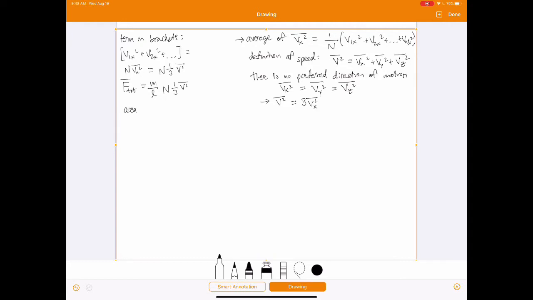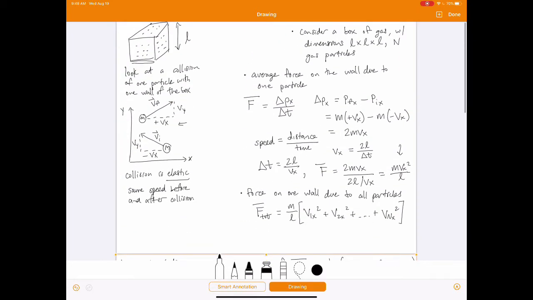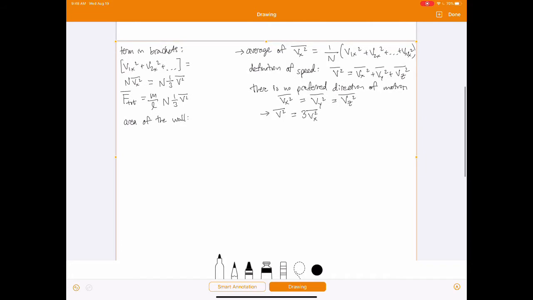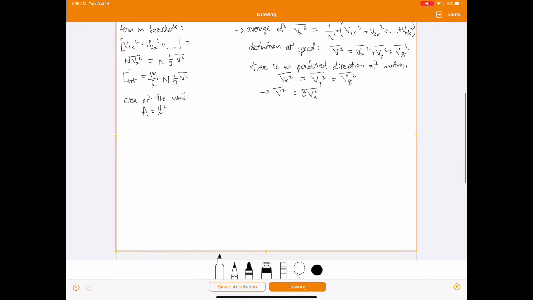Let's write down a formula for the area of the wall. Remember, the shape of the box is a cube with length L on every side. So the wall is going to be shaped like a square, and the area is going to be L squared. Let's also remember the definition of pressure. Pressure is defined as force per unit area. Why don't we apply that definition to the wall of the container that we're talking about?